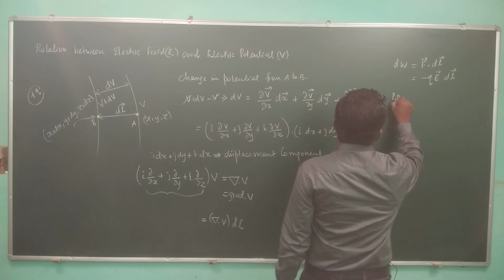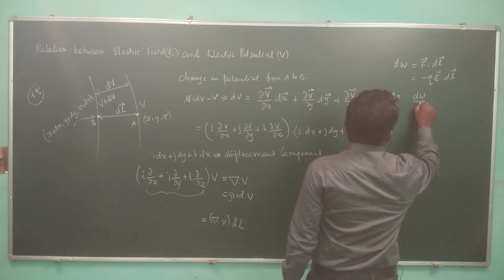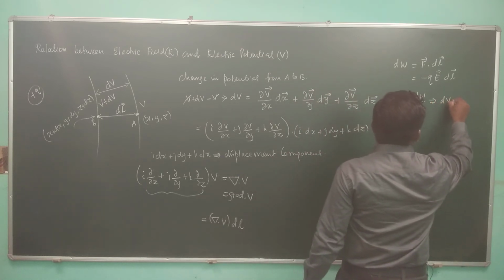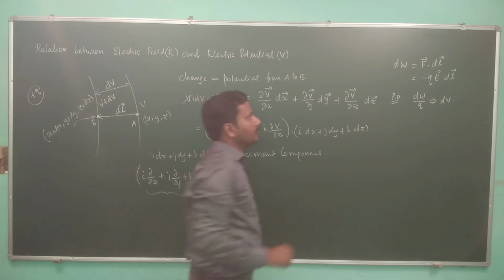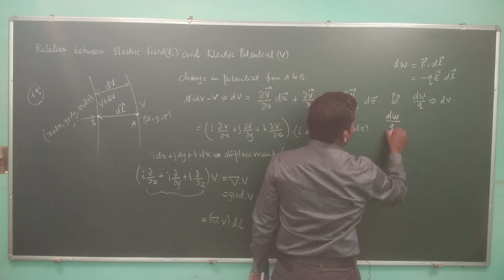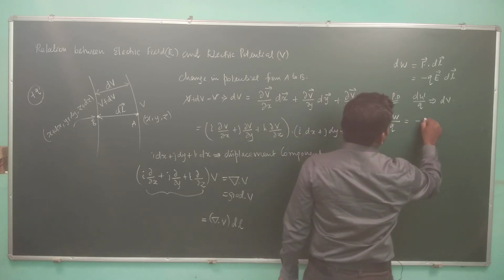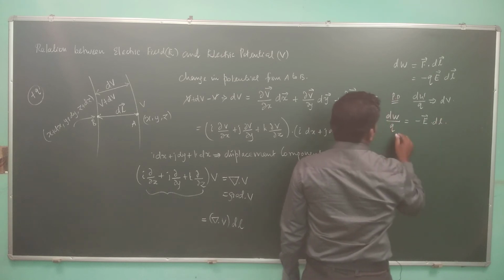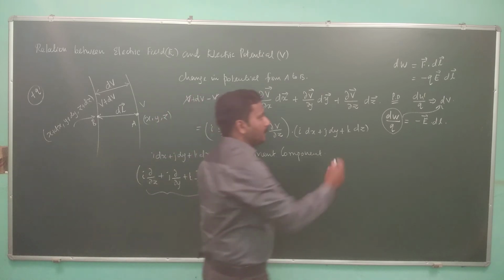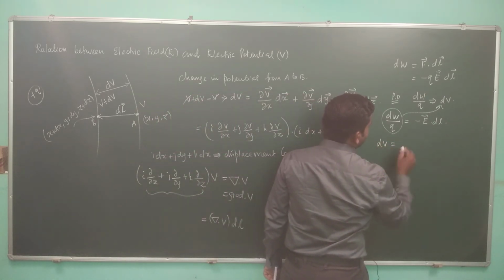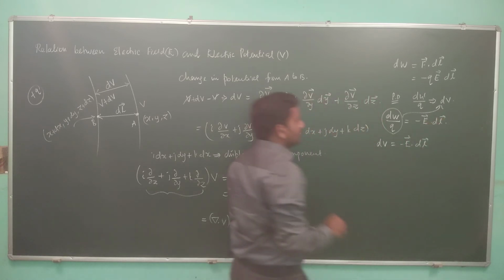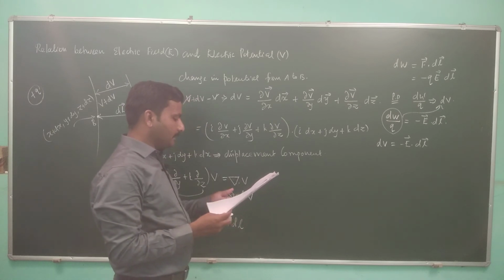And the potential difference we can write: potential difference is nothing but dW by Q. dW by Q is nothing but the potential difference, that is dV. So from this equation, dW by Q is equal to minus E dot dl, but this is nothing but dV. So we can write dV is equal to minus E dot dl.